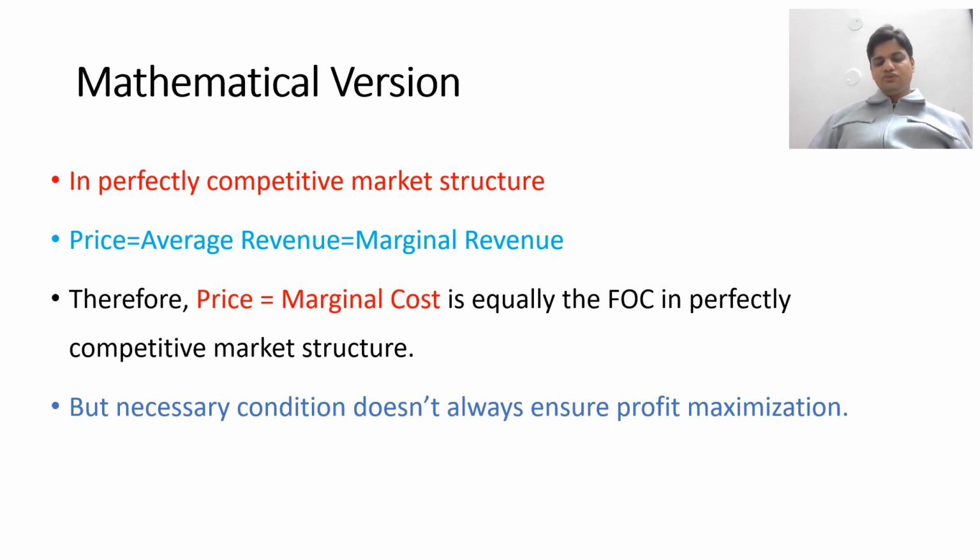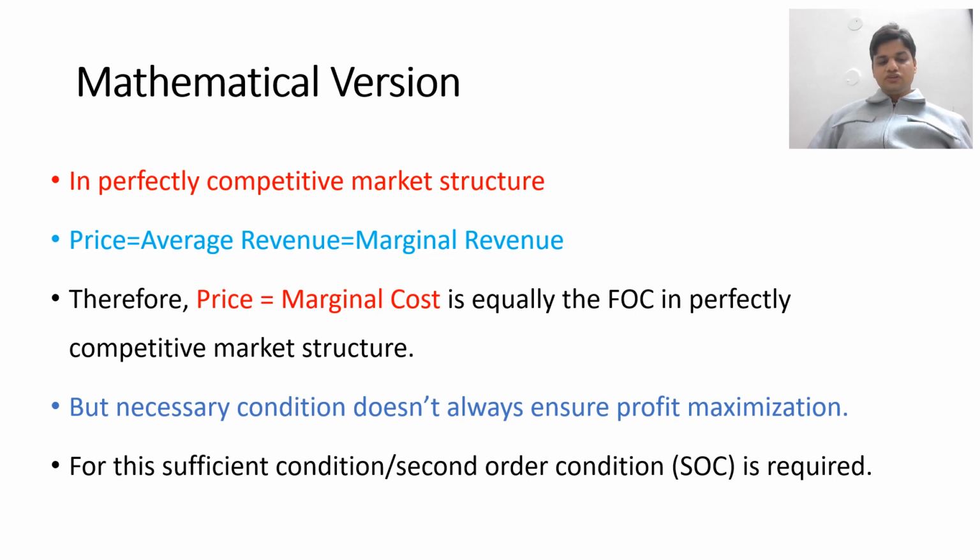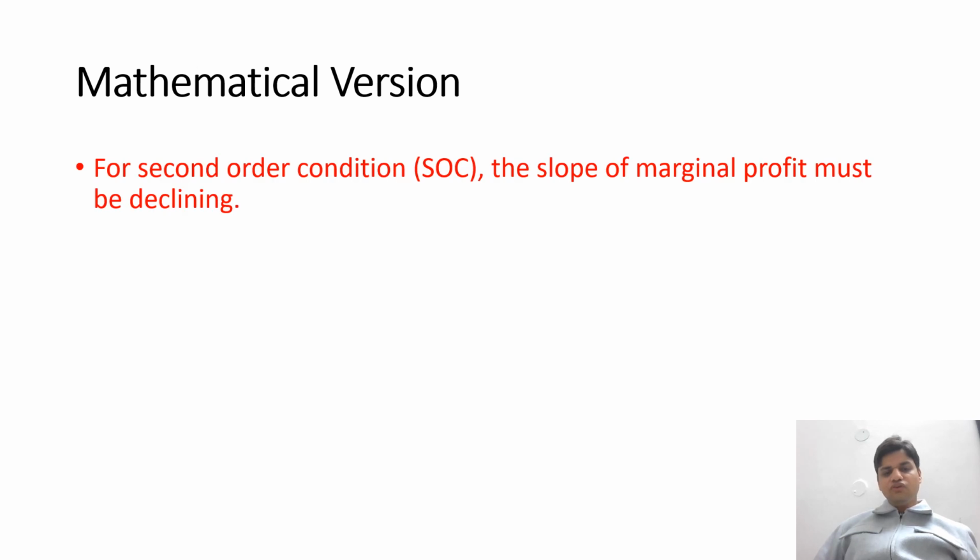But the necessary condition does not always hold good for profit maximization, because we know that when the slope of a function is equal to 0, then there can be either maximization or minimization of the value of the function. So we are not sure by equating marginal profit to 0 whether we will achieve profit maximization or profit minimization. So therefore a sufficiency condition or second order condition is required. So now going ahead, the second order condition is that the slope of marginal profit must be declining.